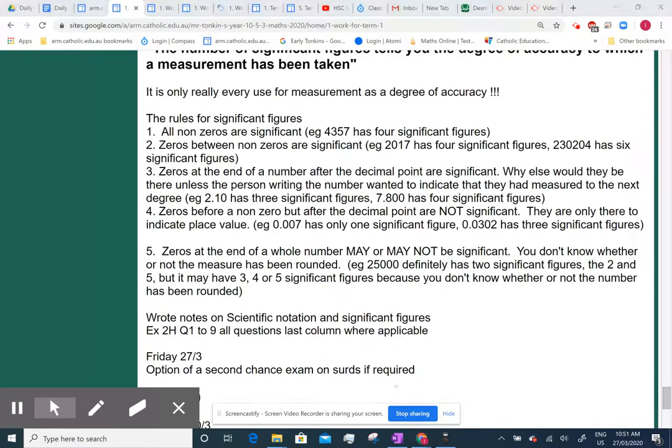Let's go back. So all non-zeros are significant. Zeros between non-zeros. Zeros at the end of a number after a decimal point are significant. Why else would they be there unless the person writing the number wanted to indicate they'd measured to that degree? E.g., 2.10 has 3 significant figures. Otherwise, why would you put the 0 there? You don't need it for the place value. 7.800 has 4 significant figures. You don't put the 2 zeros at the end unless you think they're significant.